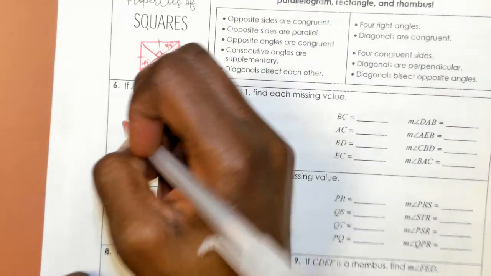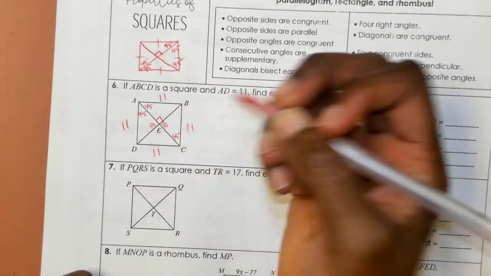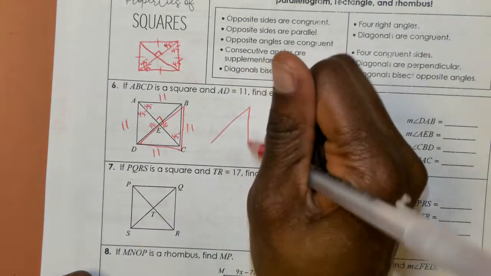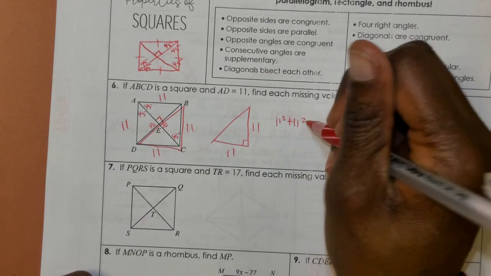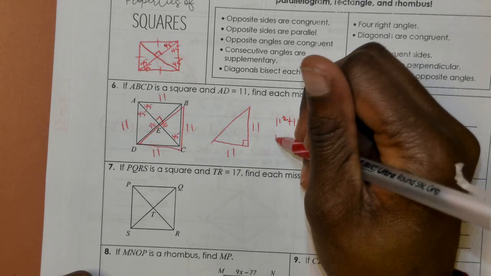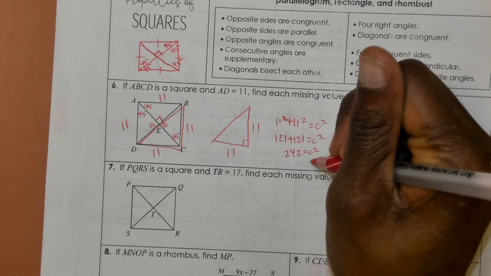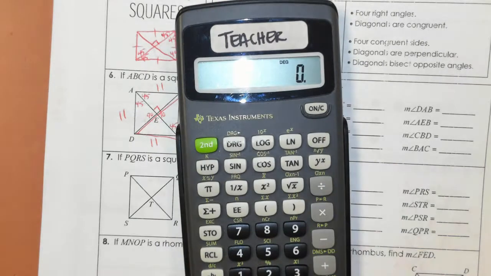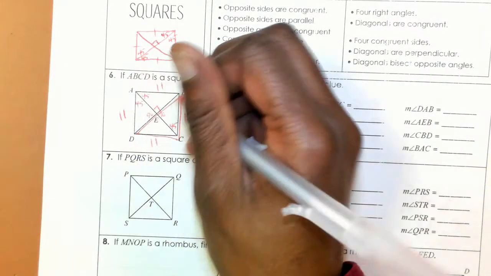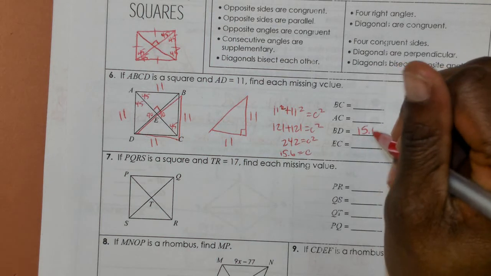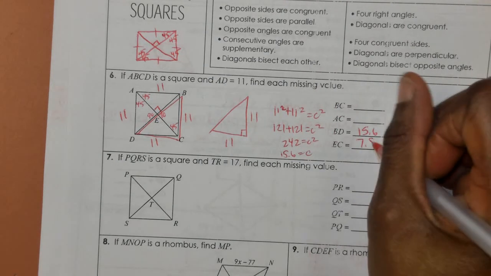Okay, but they give you AD is 11. So to find BC, well, these are all going to be 11. And then we have a right triangle here, so we have 11 and 11, and we're going to do our Pythagorean theorem. So 7.8, if you divide it by 2, is all the halves.